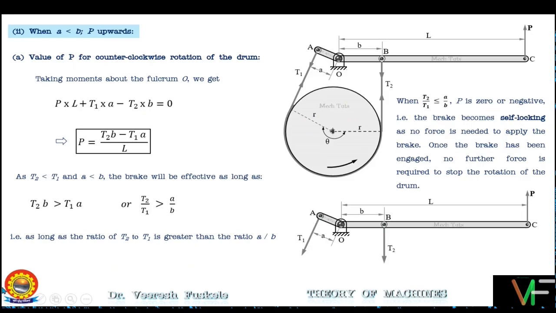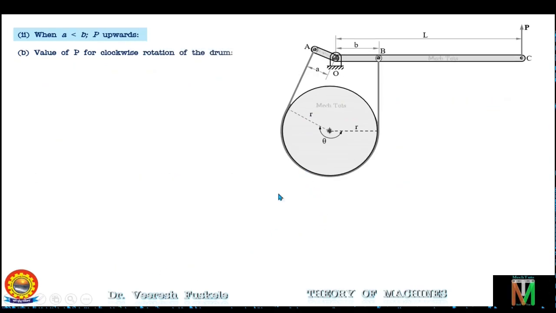So moving ahead with the clockwise rotation of the drum. When the drum is rotating in the clockwise direction, this side of the band will become the tight side and this side of the band will become the slack side. The tight side has the tension T1 and the slack side has the tension T2.